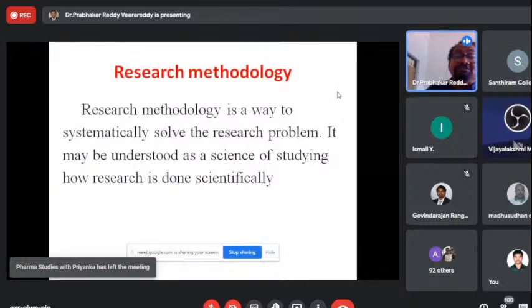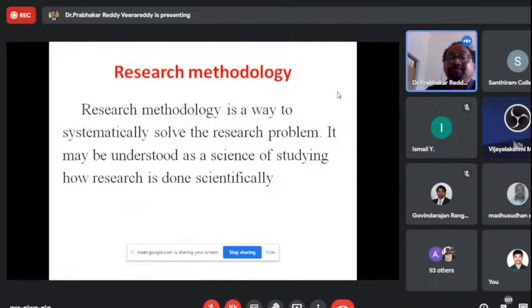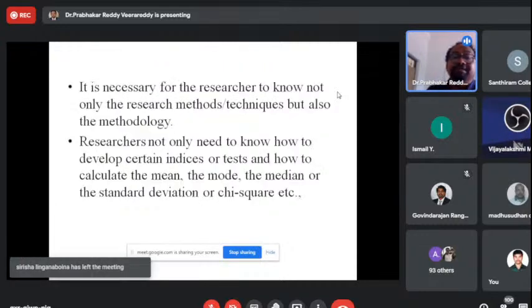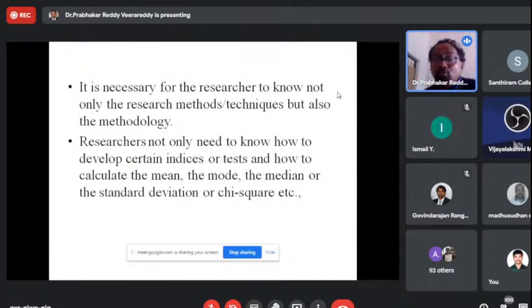Research methodology. Research is the way to systematically solve the research problem. It may be understood as a science of studying how research is done scientifically. It is necessary for the researcher to know not only the research methods or techniques, but also the methodology. So always methods are important. Don't go for your own method. If you take published methods and give the reference, then you are lucky. Researchers need to know how to develop certain indices or tests and how to calculate the mean, mode, median, standard deviation or chi-square.